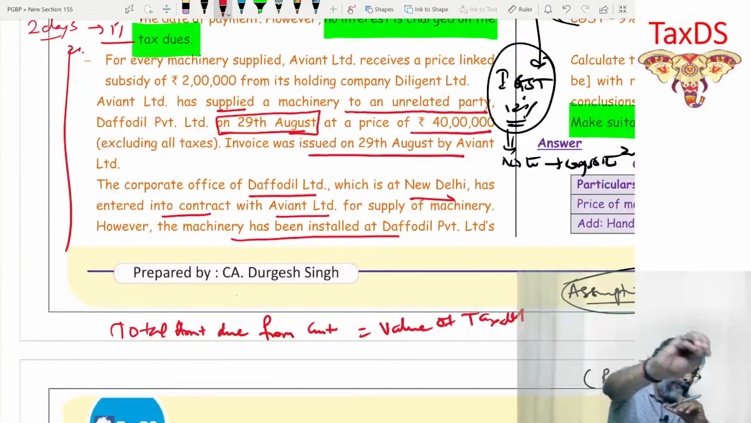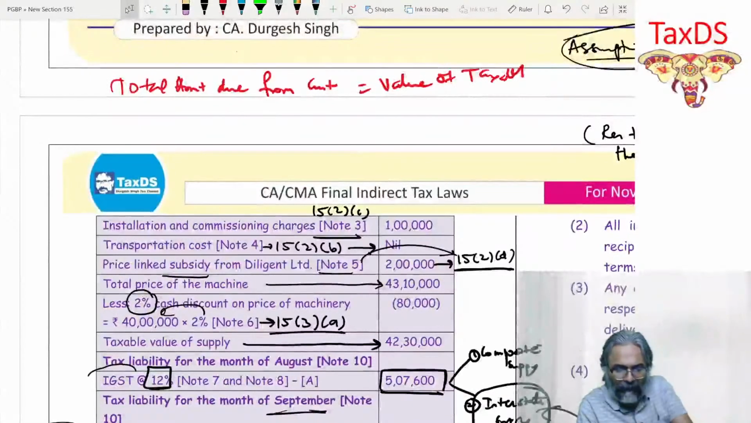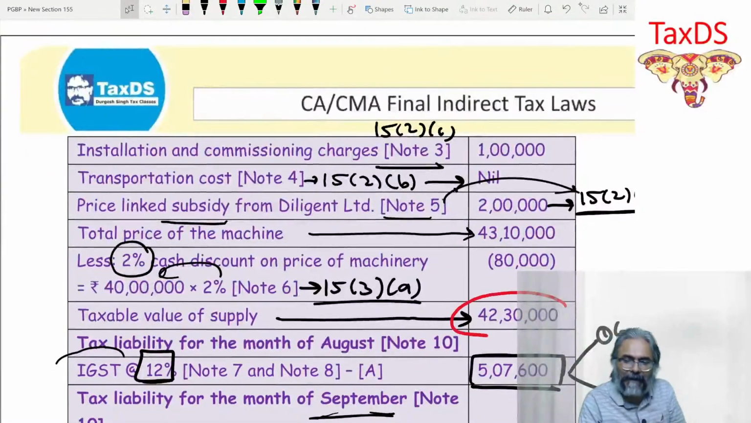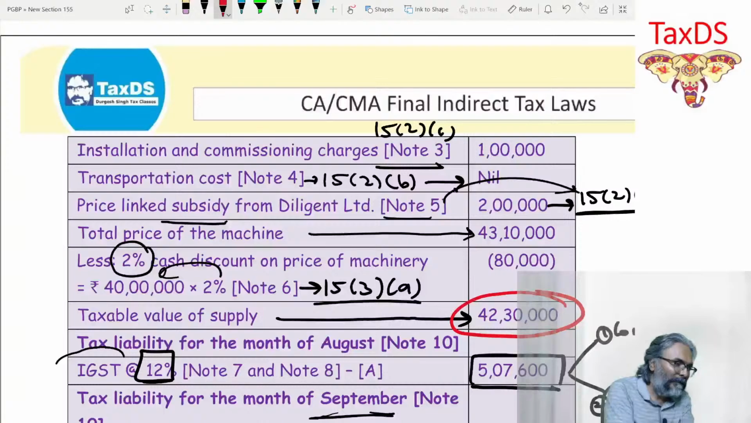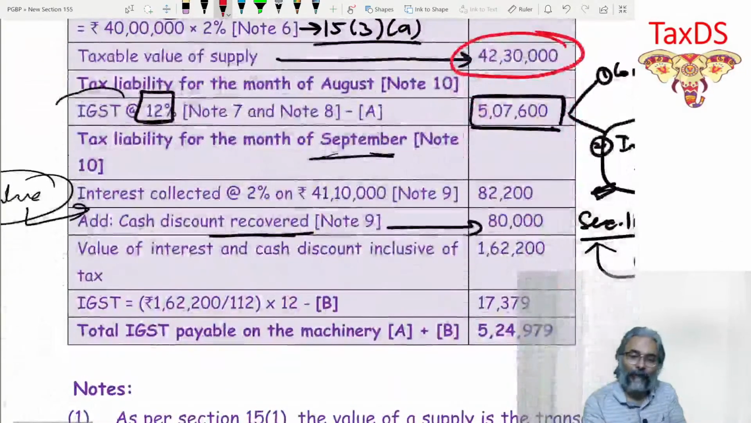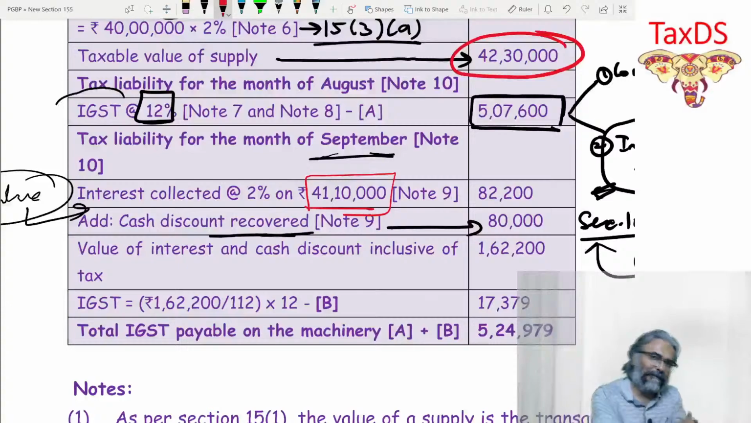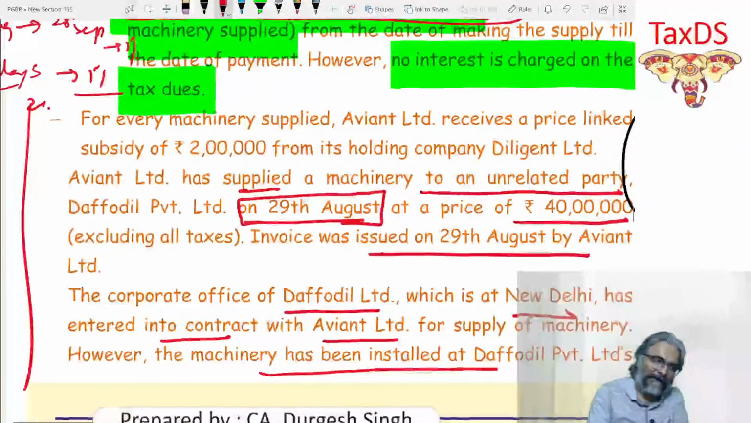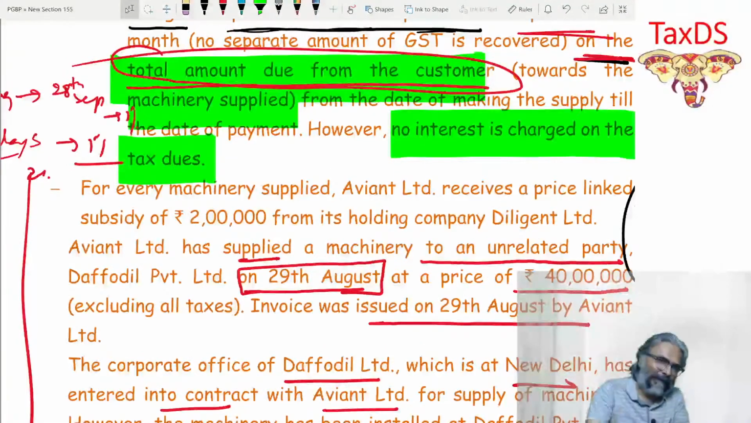Because if that is what you say, that sir, yes, this is the total amount due, then whatever we have worked out, the taxable value of supply in the previous statement, 43 lakhs 30,000, on that I'll put 2% of interest. 2% of interest, isn't it? But you will find in the answer, students, 2% is on 41 lakh 10,000. How has that happened? Things are very clear, students, in this case. Why not on 43 lakhs?